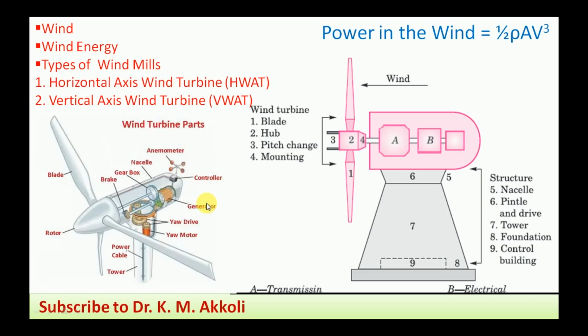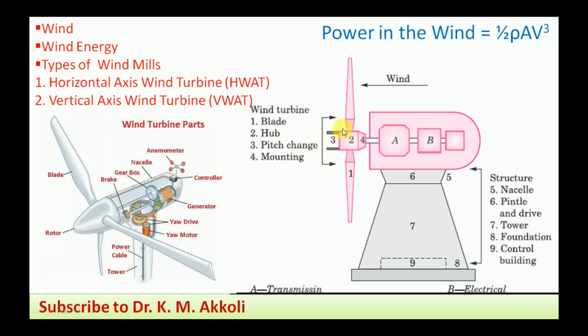For the wind turbine, first we will take the sketch. This is the support for the wind turbine, and there are some arrangements made for the installation of the conversion, and these wind rotors, also called windmills. And what are the parts of the wind turbine? First one is the blade. This is the blade of the wind turbine, and second is the hub where the blades are connected. Third one is the pitch change.